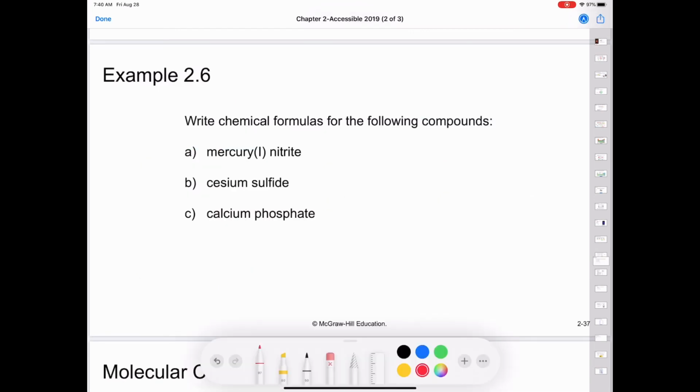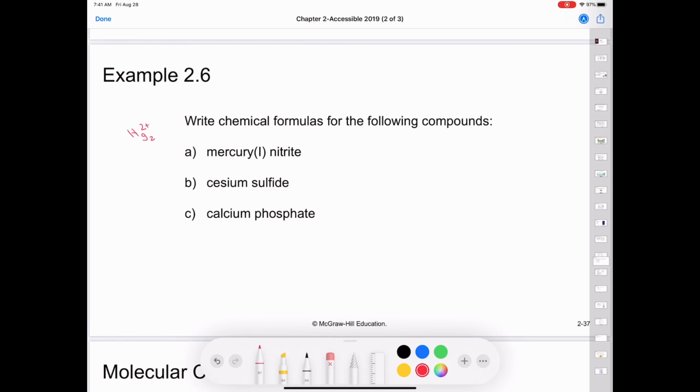Okay, let's take a look at example 2.6, which basically flips example 2.5 around. It says we're going to write chemical formulas for the following compounds. So the first one is mercury nitrate. They're getting kind of tough with us right off the get-go because mercury 1 is kind of an interesting cation, and it is in the table that I showed you earlier, and maybe you didn't notice, but mercury 1 is not simply Hg plus like that, it's Hg2 and 2 plus like that. So you have the two mercury atoms together, they're bound together, and then they have a 2 plus charge.